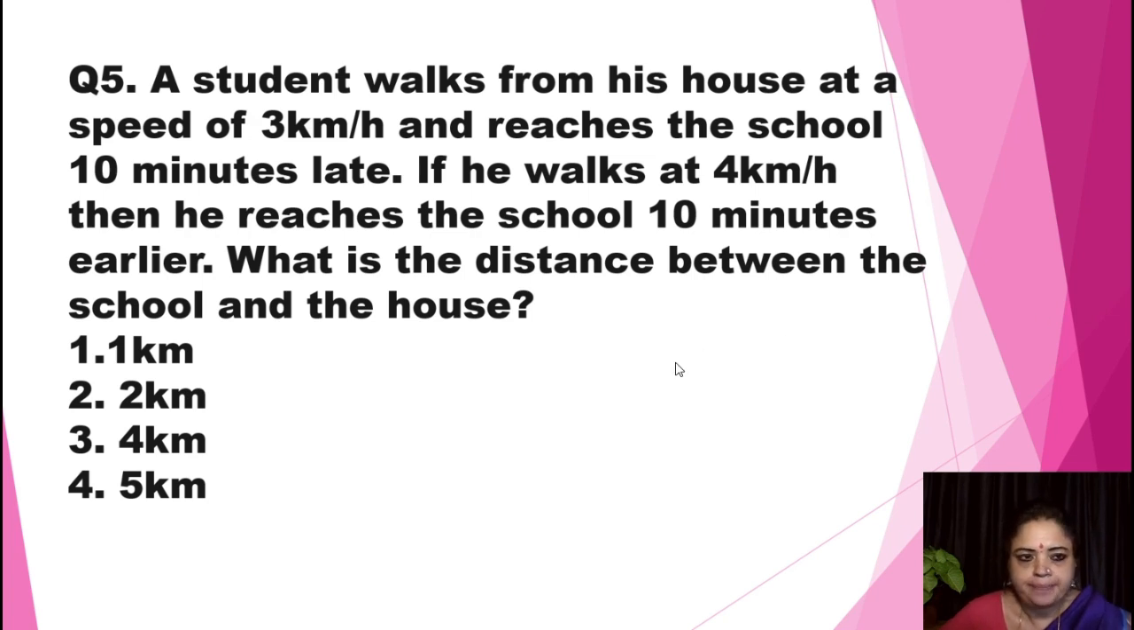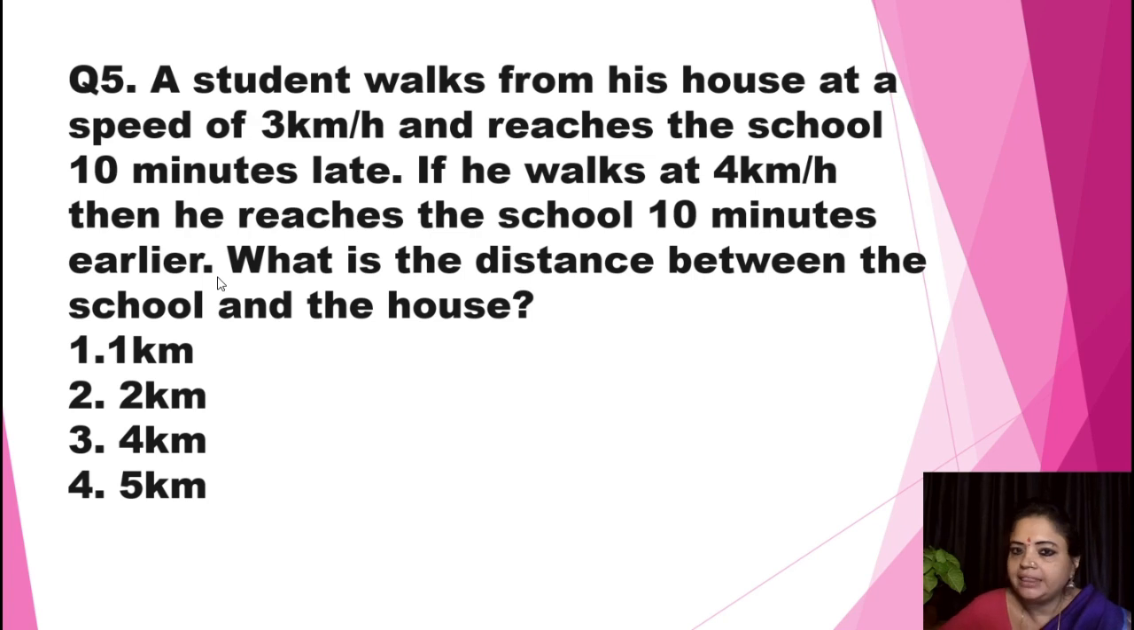Now we will see the next type. Here you can see a student walks from his house at a speed of 3 km per hour and reaches the school 10 minutes later. If he walks at 4 km per hour, then he reaches the school 10 minutes earlier. What is the distance between the school and the house? You can see various options are given. So here the speed is given, and in the first case he has a speed of 3 km per hour, but he reaches school 10 minutes later. And if he walks at another speed, then he reaches the school 10 minutes earlier.